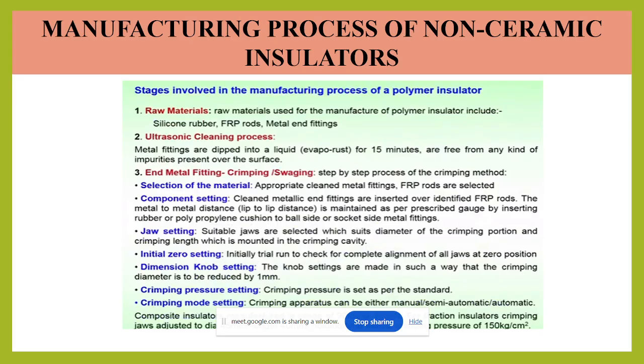Now, the manufacturing process of non-ceramic insulators has several stages. First of all, raw materials. We use raw materials such as silicon rubber, FRP rods, metals, and fittings. Then after that, we use the ultrasonic cleaning process. Metal fittings are dipped into a liquid for 15 minutes and are freed from any kind of impurities present over the surface.